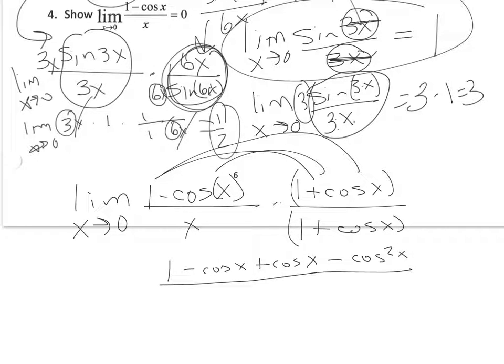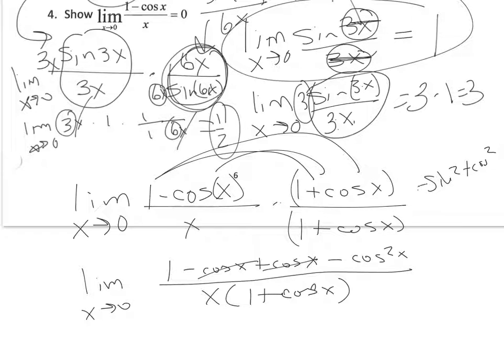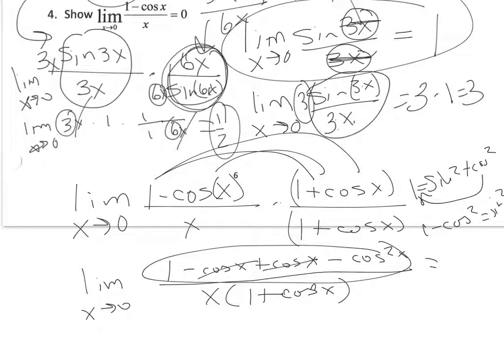On the bottom, I just have x, and I'm not going to multiply this out because I know my life is easier if I don't. So that's 1 plus cosine of x there. It's really looking bad. And I still need my limit as x goes to 0. Those are like terms, they cancel. Since sine squared plus cosine squared equals 1, subtracting cosine squared from both sides, 1 minus cosine squared equals sine squared. So this top is really sine squared. So I have sine squared x over x times 1 plus cosine x, with the limit as x goes to 0.